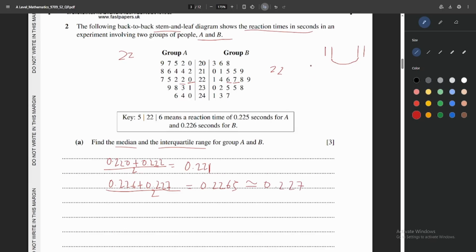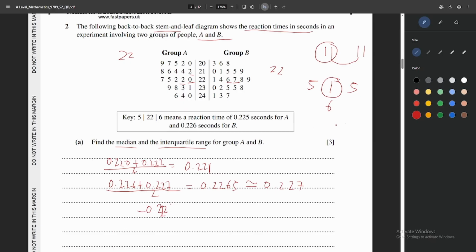For the interquartile range, you have to find Q1 first. Since it's 11 people in half the group, we divide this again into two groups: 5 people, 1 person, and then again 5 people. So the median of this half group is the 6th person, which is 0.212.